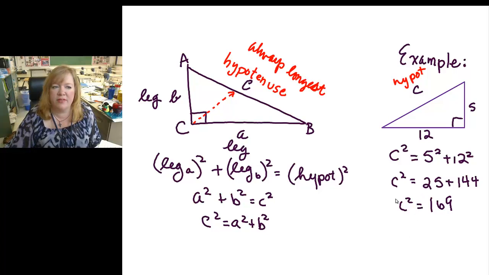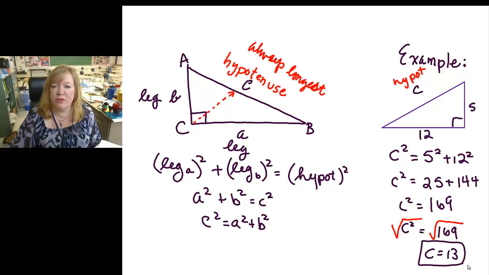How do you get rid of the c squared? The opposite of squaring is rooting. So you have to take the square root of both sides. Normally in algebra you say plus or minus, because, for example, negative 2 times negative 2 is a positive 4. So we always put plus or minus. But we don't have to in this case because we're looking for the length of a side, and lengths of sides are always positive. So we can just take the principal square root, which is going to be 13.